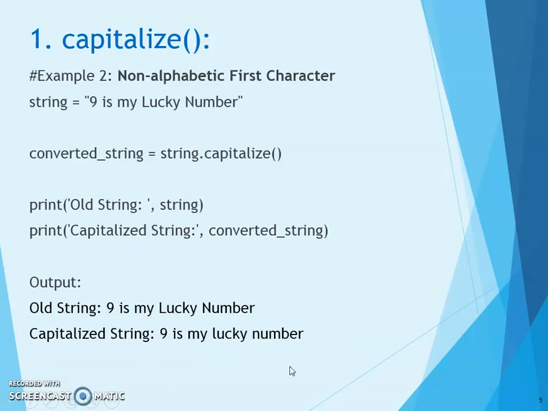Now we'll see one more example on this. For example, if the first character of a string is not alphabetic, it is a number, then the string will be converted so that the first number will be as it is, and all the remaining characters will be in lowercase. As the first character is a number, it will be copied as it is in the converted string, and the other characters will be stored in lowercase.